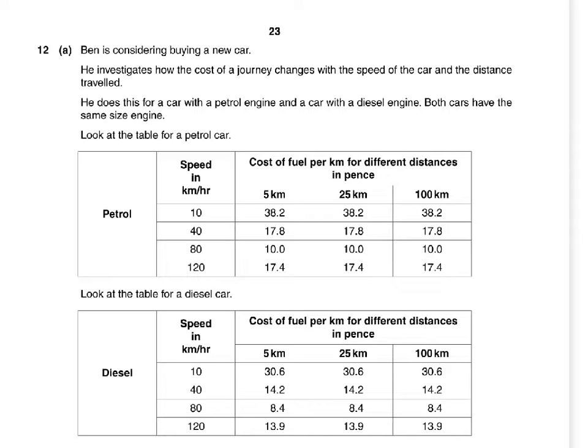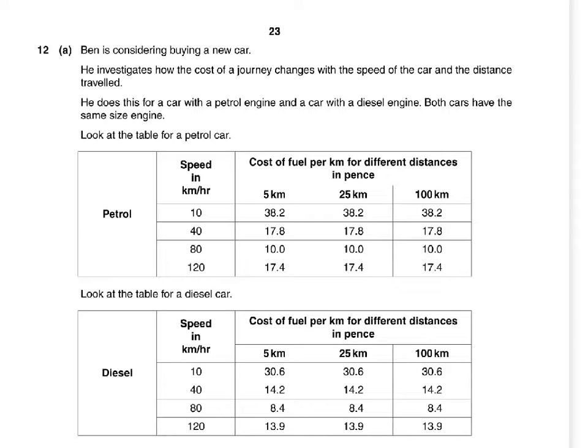The other thing that I can see is that, and this pattern is followed for all of these, as the speed increases, the cost of fuel per kilometer decreases until you get to this sweet spot, 80 kilometers per hour. And if you go above 80 kilometers per hour, then the cost of fuel per kilometer increases again. So there's two things that I've identified just from that table.